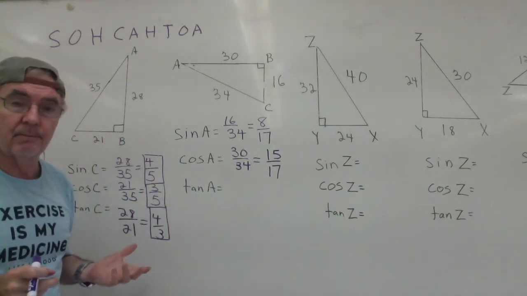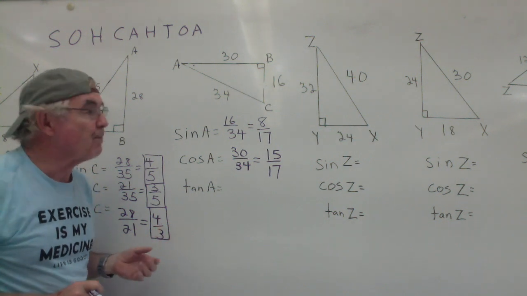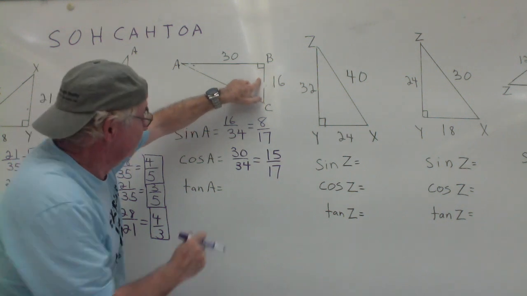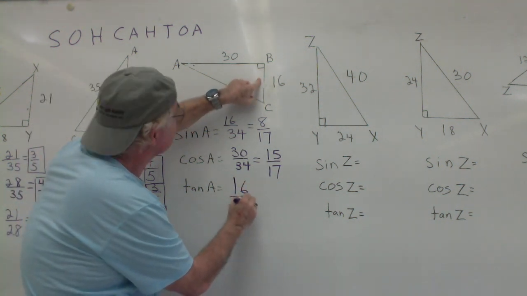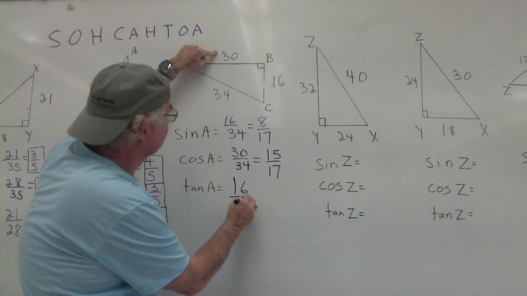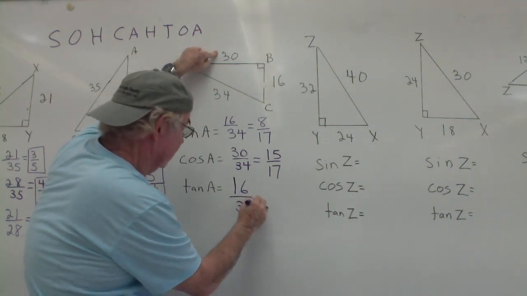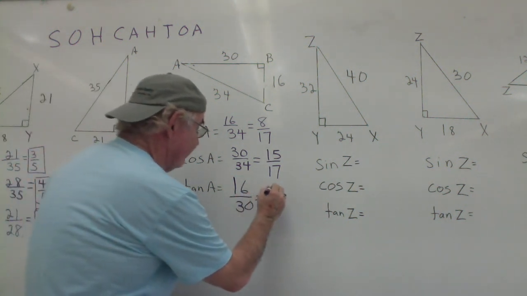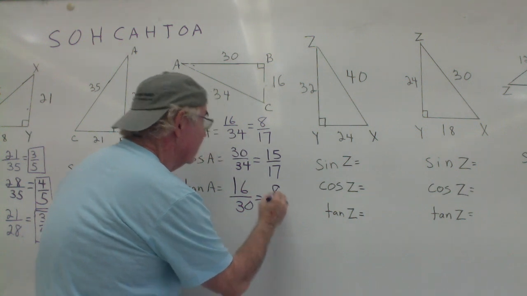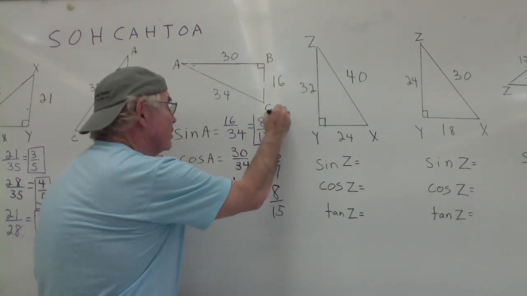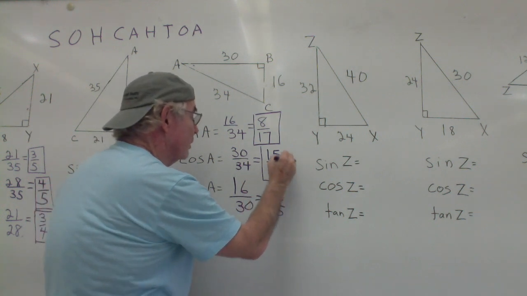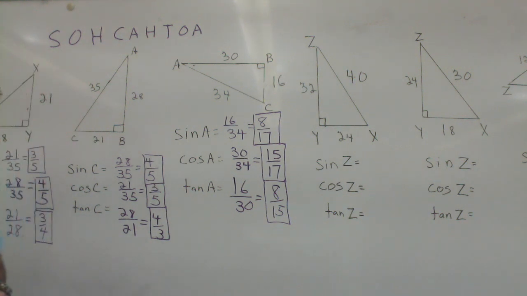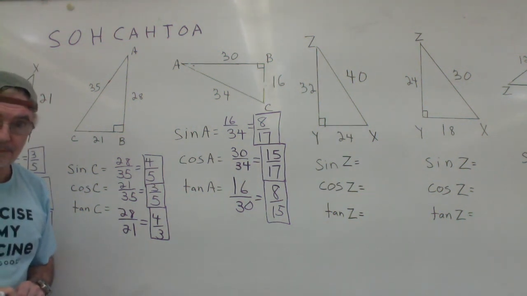And last, the tangent. The tangent of A is the opposite over the adjacent, which reduces by 2s, 8/15. So there's your 3 trigonometric ratios. Okay. And we continue.